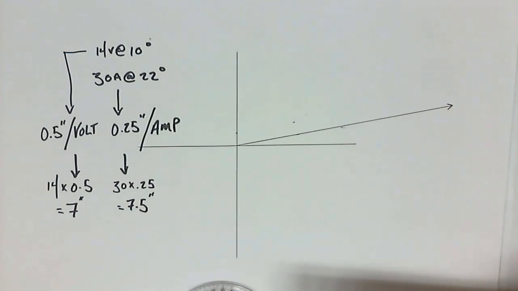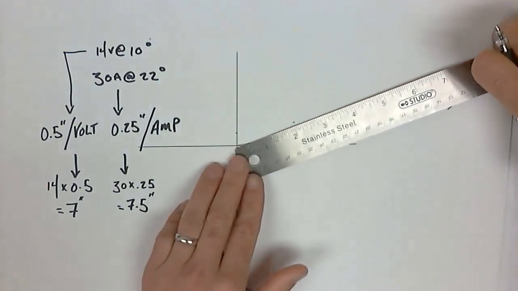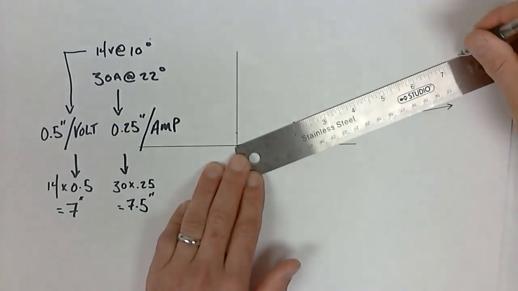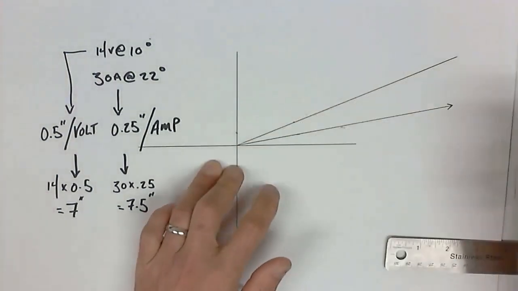What about the other one? That was 7.5 inches, and that was amps. So let's put it back on, line it up with my angle. 7.5 is right here. There we go.